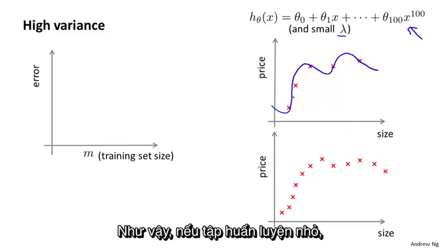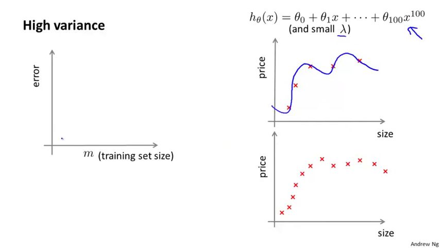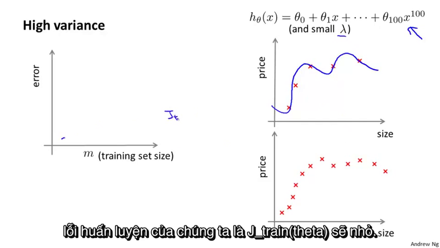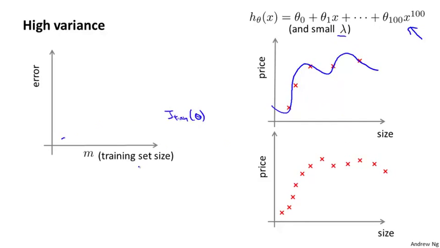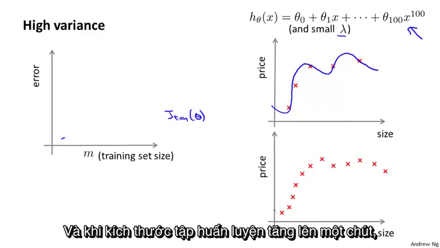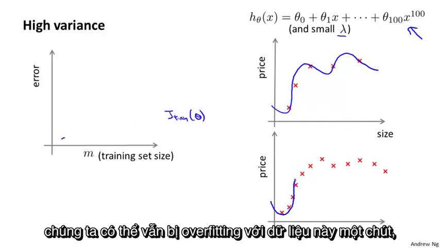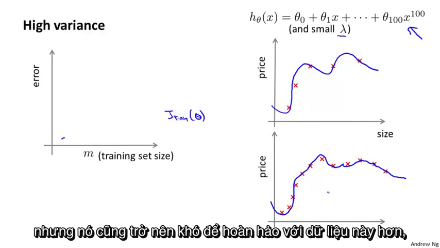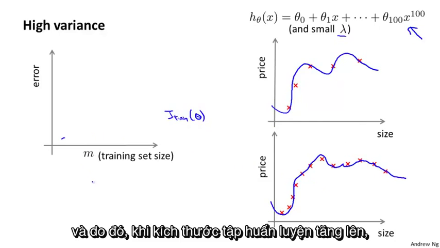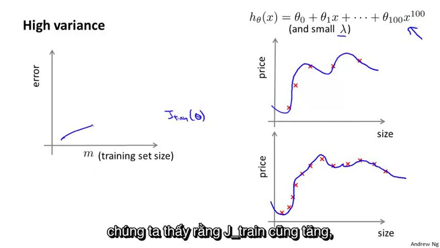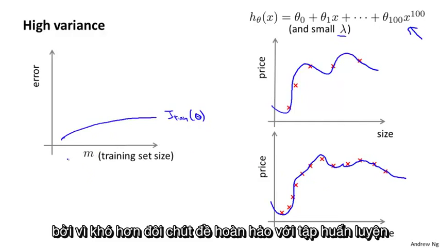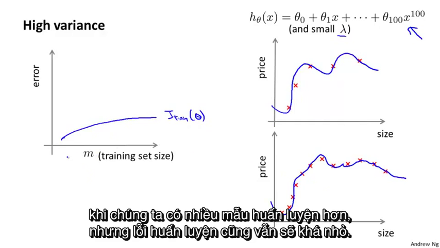So if the training set size is small, our training error, that is JTrain of theta, will be small. And as this training set size increases a bit, we may still be overfitting this data a little bit, but it also becomes slightly harder to fit this data set perfectly. And so as the training set size increases, we'll find that JTrain increases, because it's just a little harder to fit the training set perfectly when we have more examples, but the training set error will still be pretty low.